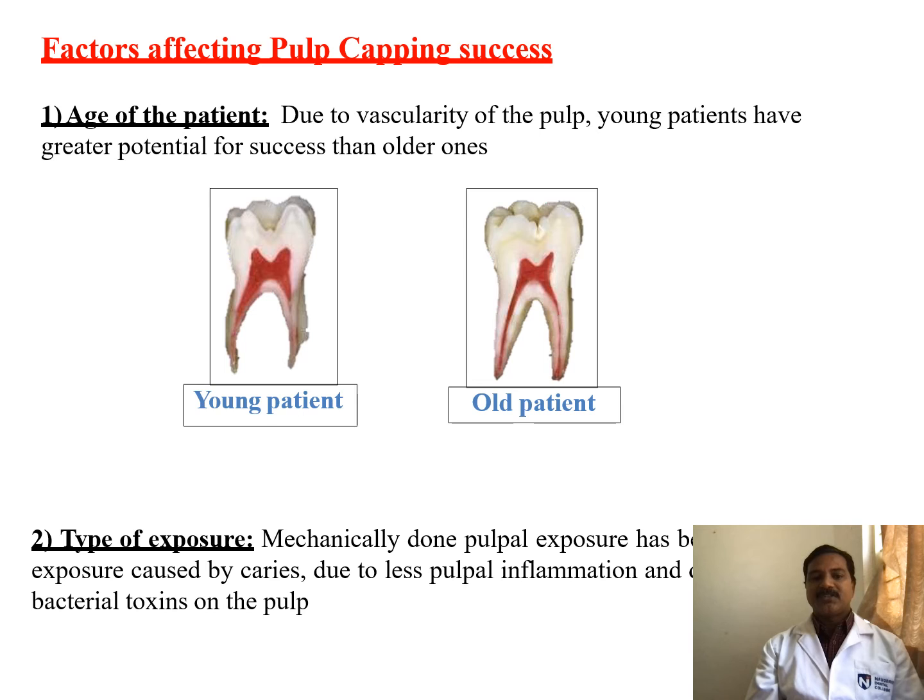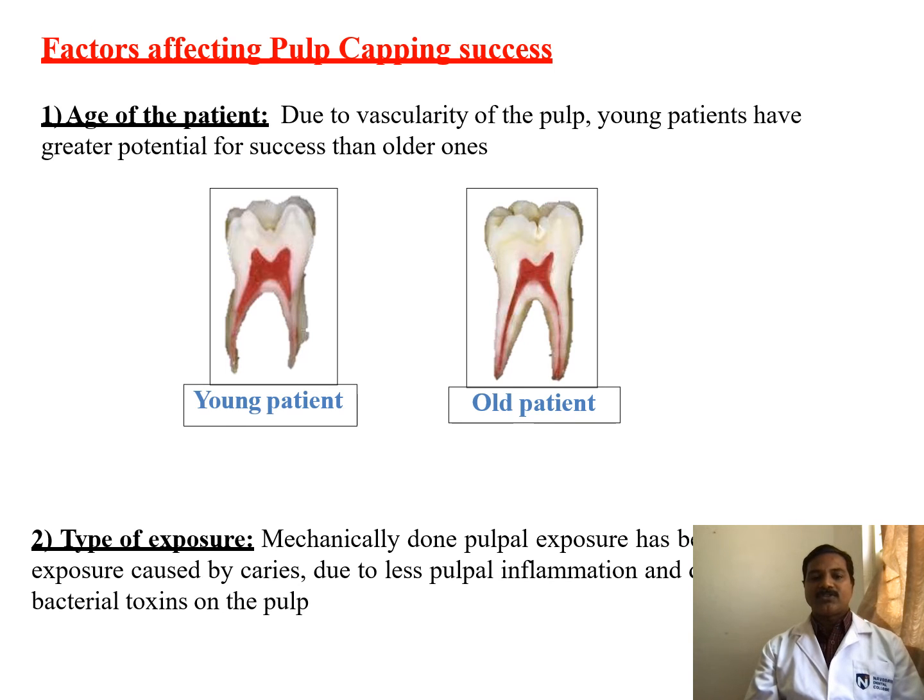So, age of the patient. When you have a young patient, because of more vascularity, you can achieve a good success rate. Whereas in older patients, as you know, there is a good amount of fibrosis that takes place, so there is less chance of success. Young patients normally respond better to pulp capping procedures, whereas in old patients you have a very poor prognosis, so you go for root canal treatment.